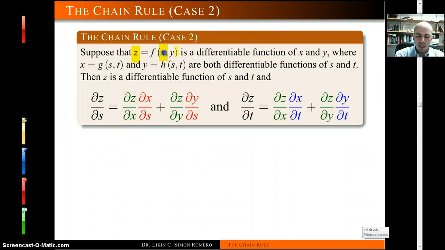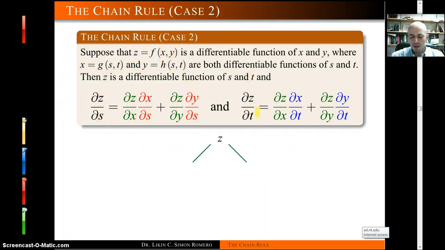So c depends on x and y. Suppose that you have a function that is differentiable in x and y, and suppose that x depends on s and t, and y depends on s and t, and both of them have partial derivatives. So c depends on s and t indirectly. How much? This much. How much c depends on s is how much c depends on x times how much x depends on s, plus how much c depends on y times how much y depends on s. And the same thing for t.